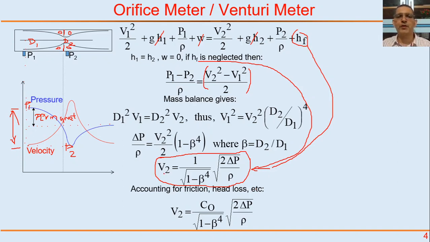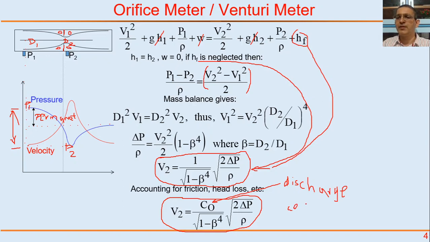But if HF is actually there because of these vortices, then there will be a lot more pressure drop. So the actual velocity for the measured pressure drop will be less, and we use this equation by accounting for that head loss, but we account for it by some constant. This constant we call the discharge coefficient for the orifice.